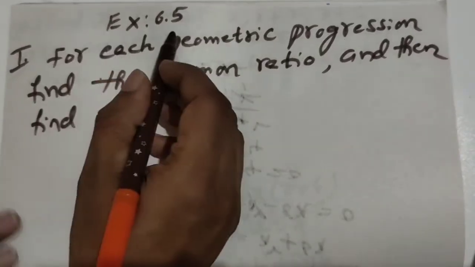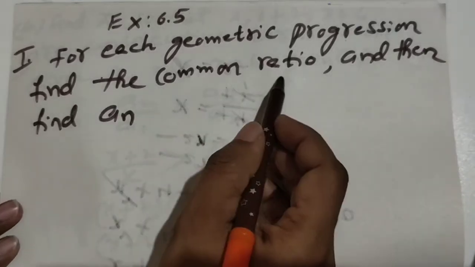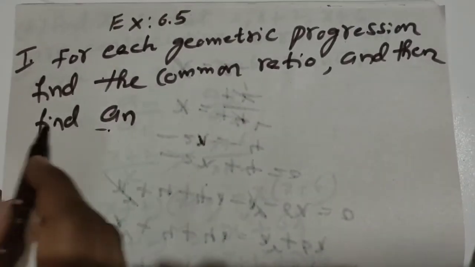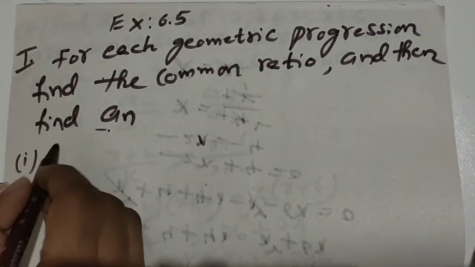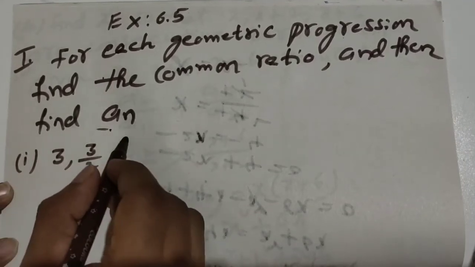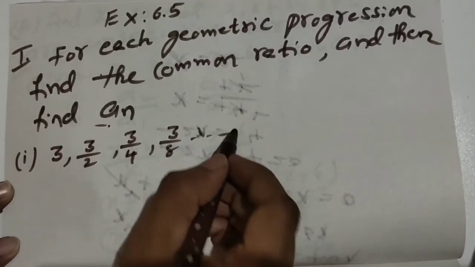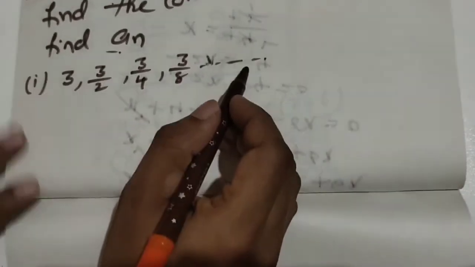Now let us see exercise 6.5. First bit, for each geometric progression, find the common ratio and then find the nth term. So in that first sum, 3, 3 by 2, 3 by 4, 3 by 8 and so on. Already given it is a GP.